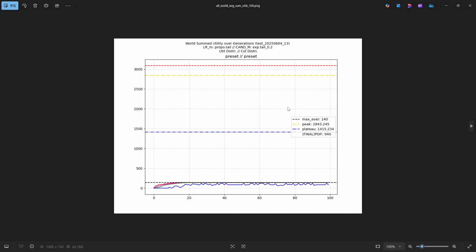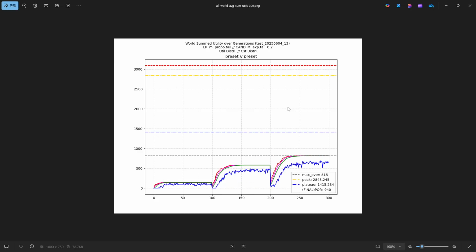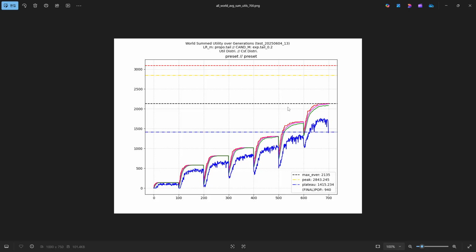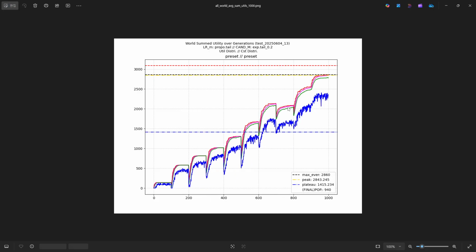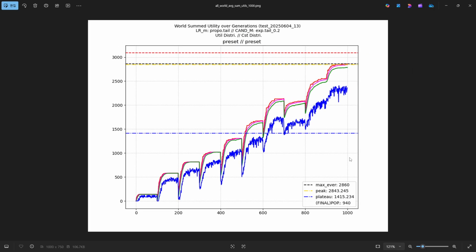Here are the summed utility plots for the world from the first era, second era, third era, fourth era, fifth, sixth, seventh, eighth, ninth, 10th. Here the fluctuations are even more pronounced. But then again, the maximum ever was 2860, so it's not far off from the true ceiling, that is 2865.